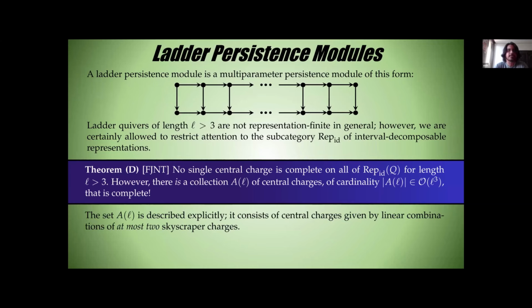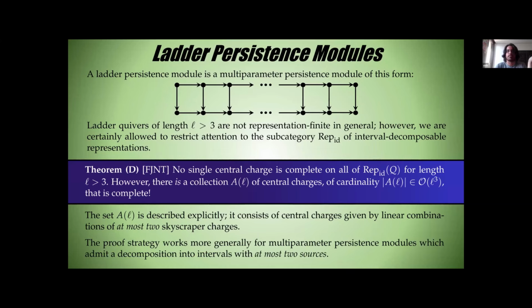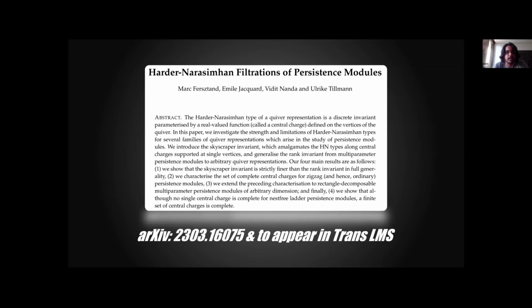And again, this is explicitly described. And what I like about it is that there are at most 2 skyscrapers that have to be linearly combined. So remember, an arbitrary central charge is any old combination of these skyscrapers because the skyscrapers form a basis. But here, there's only going to be 2 vertices at which it's supported. So some finite subset of pairs of vertices does the job. And the proof strategy works for multi-parameter persistence modules, which admit a decomposition into intervals with at most 2 sources. So things that look like zag and then everything up there. Okay, so that's it.